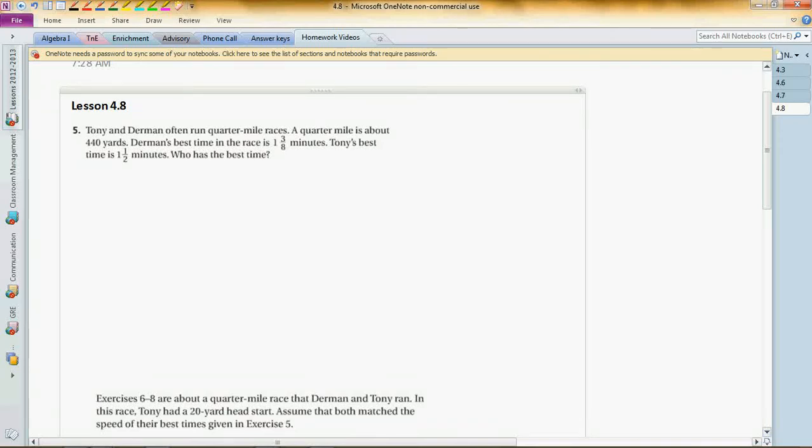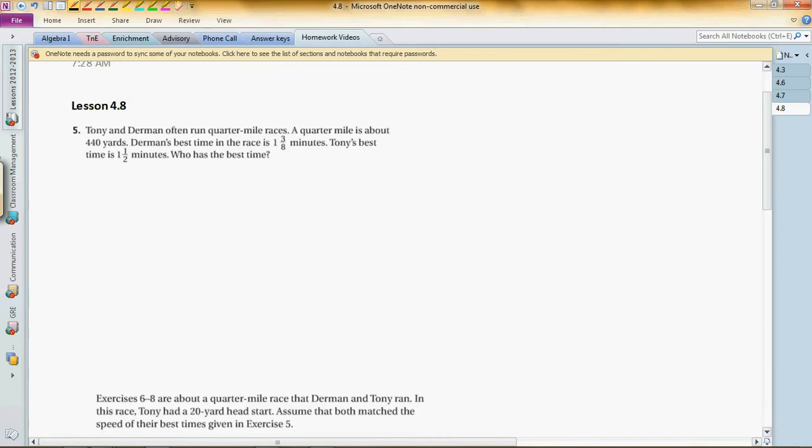Exercise 5. Tony and Dermot often run quarter-mile races. A quarter mile is about 440 yards. Dermot's best time in the race is 1 and 3/8 minutes. Tony's best time is 1.5 minutes. Who has the best time?